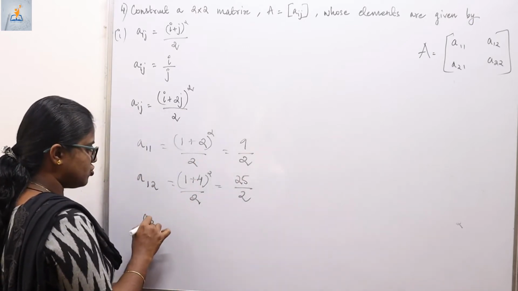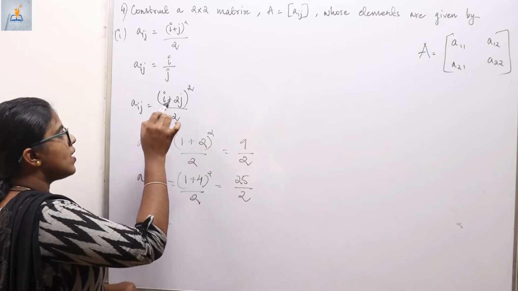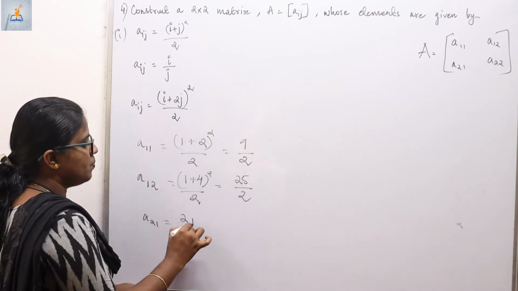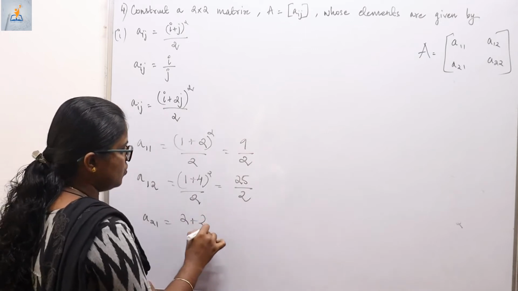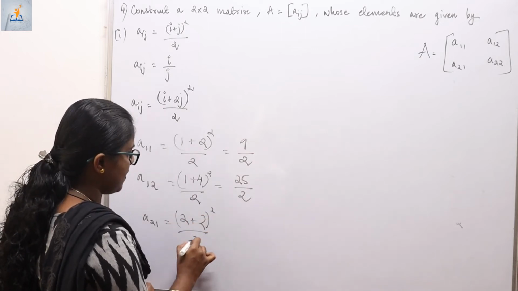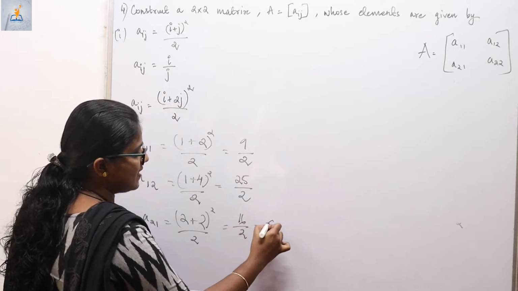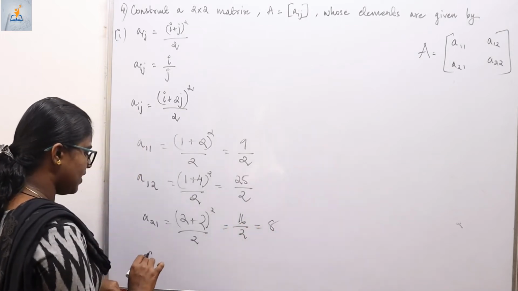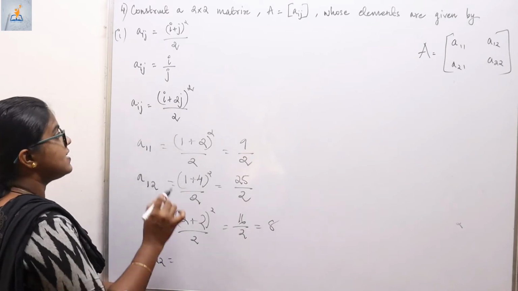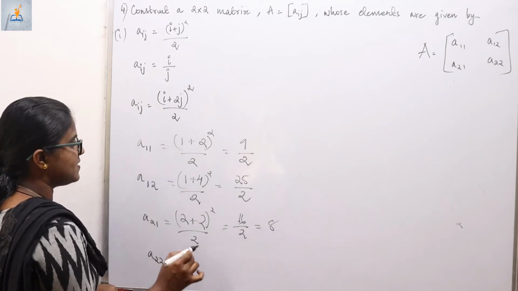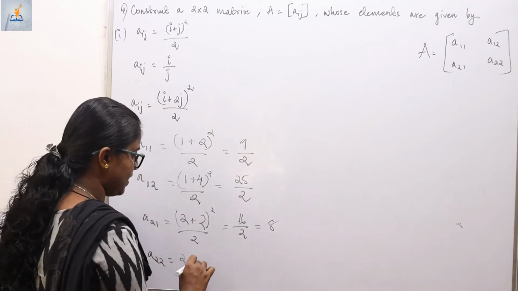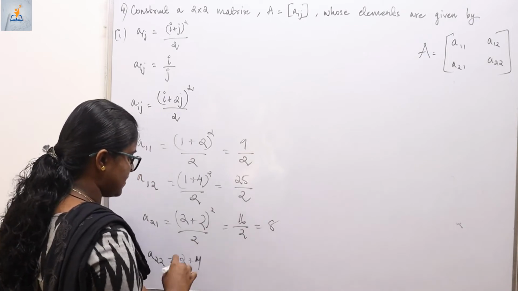Now we have a21. So i is 2 and j is 1. So that is 2 plus 2 times 1, which is 2, the whole square divided by 2, that is 4² = 16 by 2, that is 8. Now again we have a22, that is 2 plus 2 times j, that is 2 times 2, that is 4.